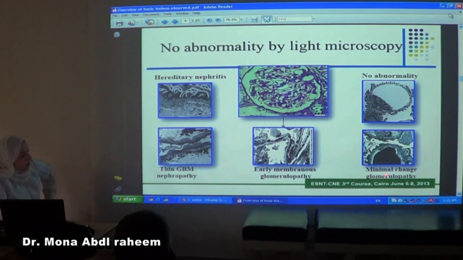Diffuse effacement of foot process means minimal change disease, or early membranous as we said before. And here we find hereditary nephritis and thin basement membrane nephropathy, where we find areas of thin basement membrane alternating with thick basement membrane.